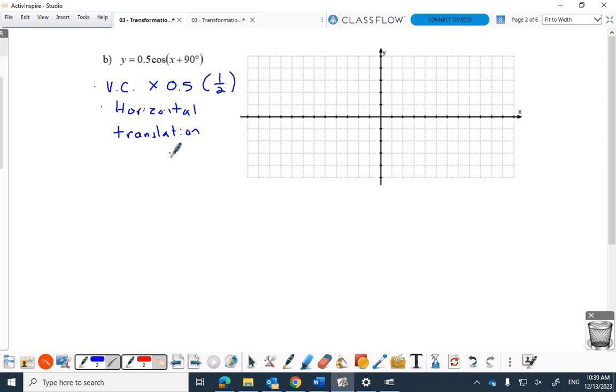But now that you see where a horizontal translation will be, maybe you're a little more satisfied. You're like, oh, I'll be able to tell the horizontal. It's going to have brackets around it. That's not going to be a big problem at all. Horizontal translation, okay, plus 90, left 90.